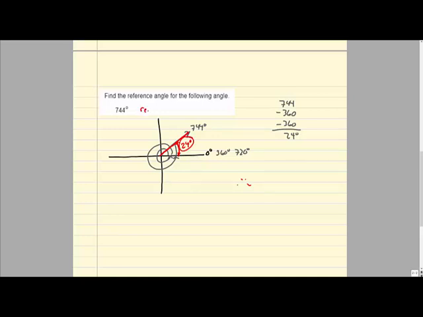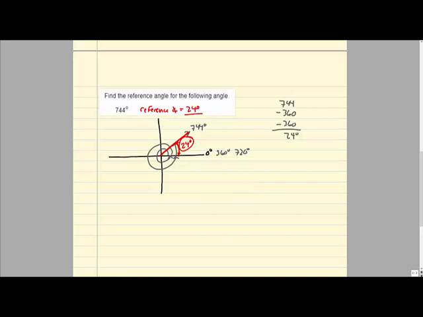So for my reference angle, that's equal to 24 degrees. And that's easier to work with than the large angle 744 degrees. So let's go ahead and look at a few more examples. And again, I want to make sure you have lots of examples to look at, so that when you get to a problem you'll have lots of examples to refer to.